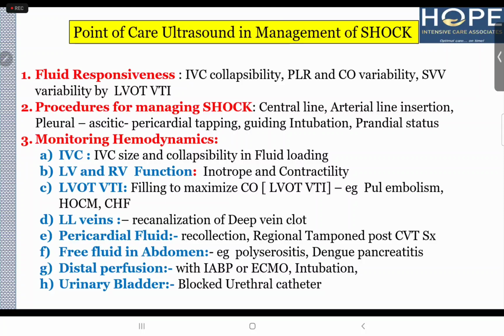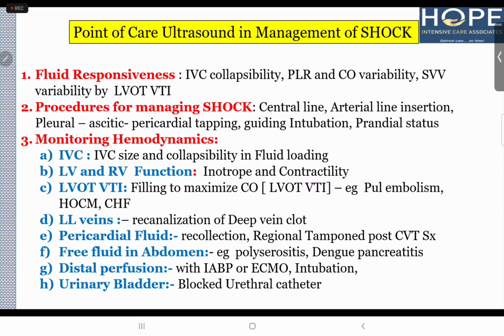As far as monitoring is concerned, while you resuscitate the patient, IVC size and collapsibility will keep on changing. Right ventricle and left ventricular function will also keep on changing depending upon the dose of inotrope and vasoconstrictors. LVOT VTI, by which you will judge the cardiac output and stroke output, will also keep on changing as the etiopathology is treated and the patient is resuscitated. And that's why serial monitoring is the key.